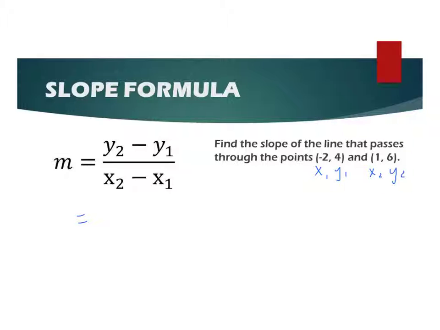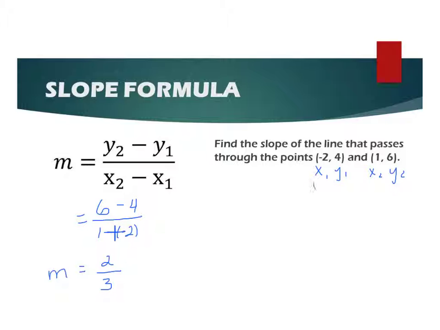y2, we said, is 6. y1 is 4, so that's 6 minus 4. All of that is over x2 is 1. x1 is negative 2, so that's minus a negative 2. But from our work with integers, we know that subtracting a negative is the same thing as adding. So I have 6 minus 4, which is a 2, and I have 1 minus a negative 2, which is a 3. So the slope of the line that contains the points negative 2, 4, and 1, 6 is 2/3. The slope of that line is 2/3.